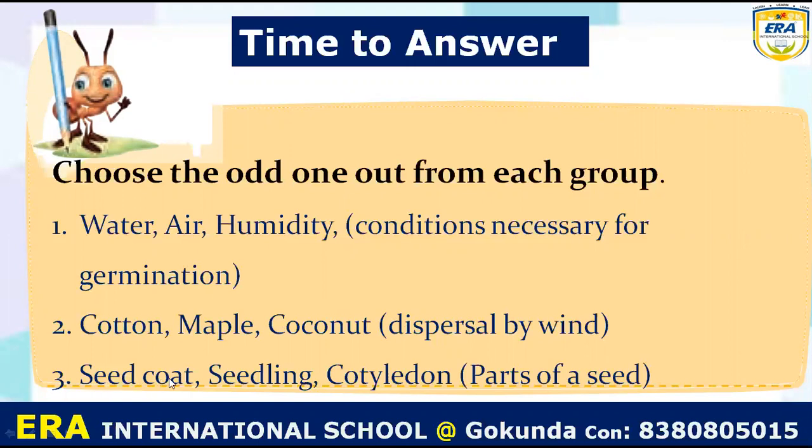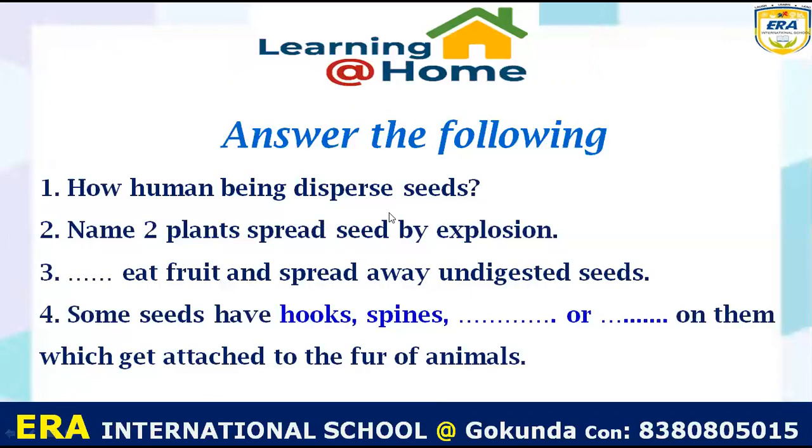And the third one is seed coat, seedling and cotyledon, the parts of a seed. So you can see that seed coat and cotyledon are parts of a seed. Seedling is the new plant. So in this way you have to choose the odd one out. You have to do it in your textbook. Okay. And now we complete our today's session: dispersal of seeds by animals and explosion. Then there are questions and answers on this session for learning at home.